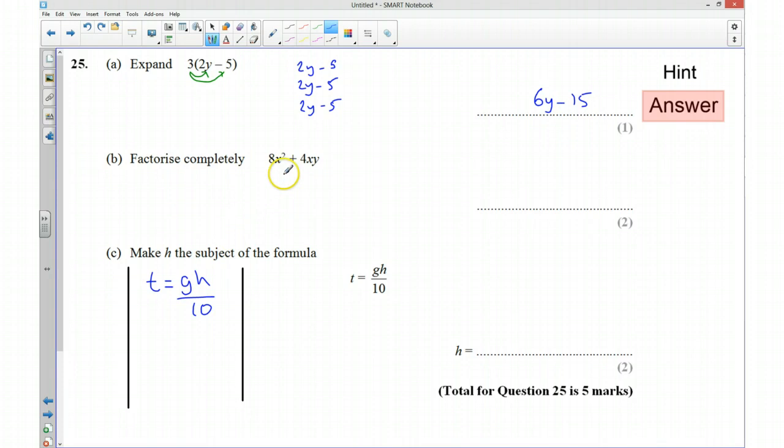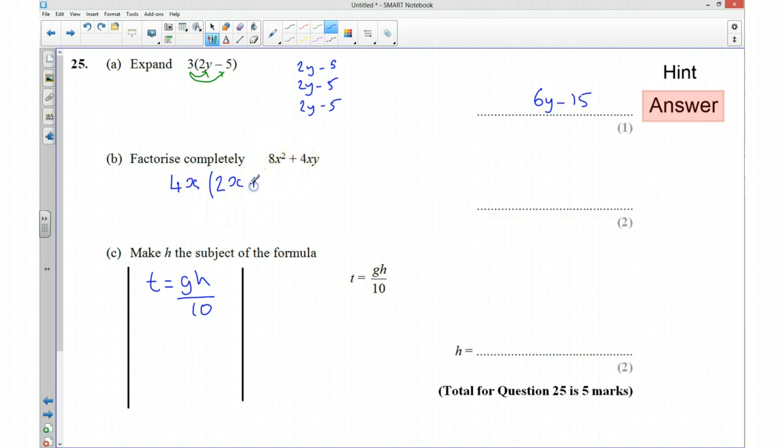Part B says factorize completely. So this time we've got an expression that we want to put back into brackets. Now we're looking for a common factor of 8x squared and 4x. So we might spot that 4 is a common factor of 8 and 4, so we've got 4 straight away. And also x is a common factor of x squared and x, so we've got an x over here. And now I open my brackets and I decide, what do I times 4x by to give me 8x squared? Well, I need to do 4 times 2 to get the 8, and I need to times x by x to get the x squared. So 4x times 2x gives us 8x squared.